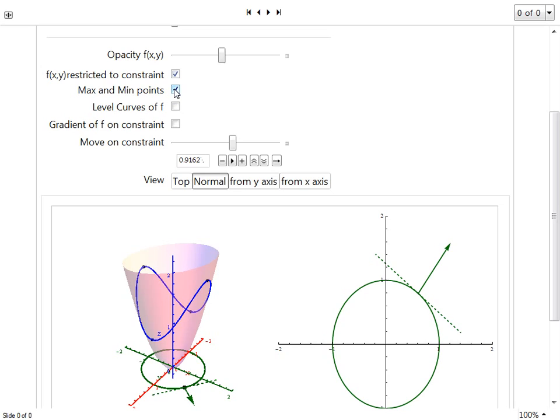Now, because f is a function, and this blue curve lives on that function, there are gradient vectors at every point on that blue curve, aren't there? Gradient vectors? Now, I'm not going to pull them up yet. I'm going to pull them in a second.